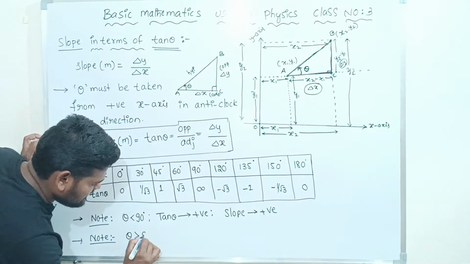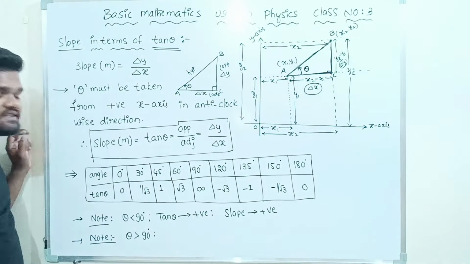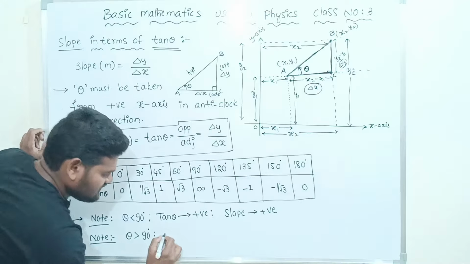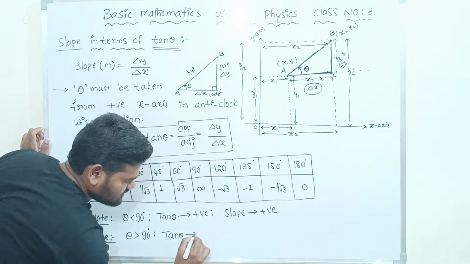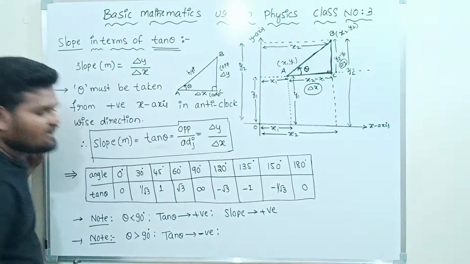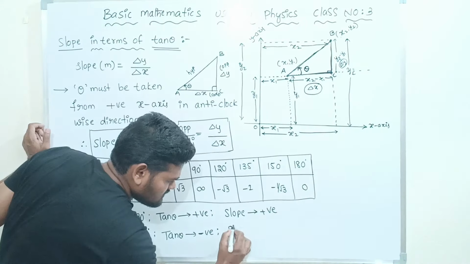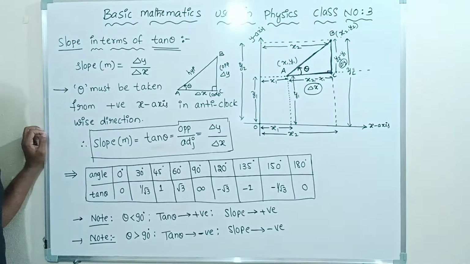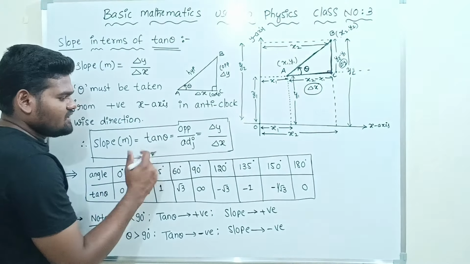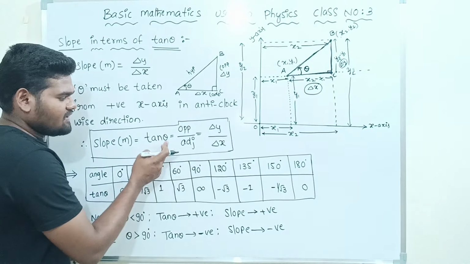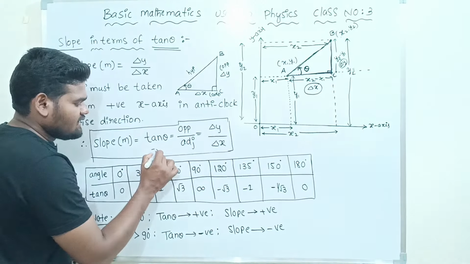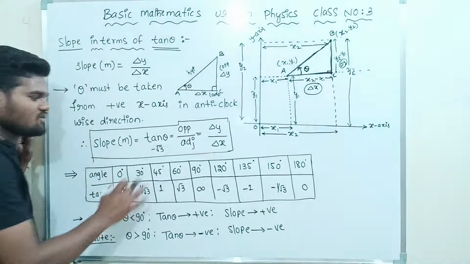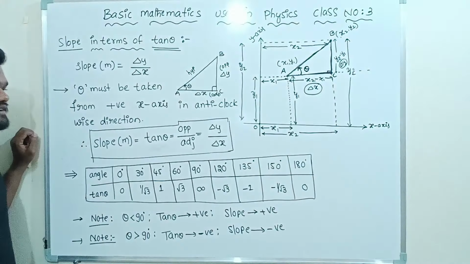Right. Note. If theta is greater than 90 degrees, then tan theta becomes negative. If tan theta is negative, then the slope is negative. If you take theta equal to 120 degrees, then you will get the value of tan theta as minus root 3. Then the slope is negative, whatever slope we got, that is negative.